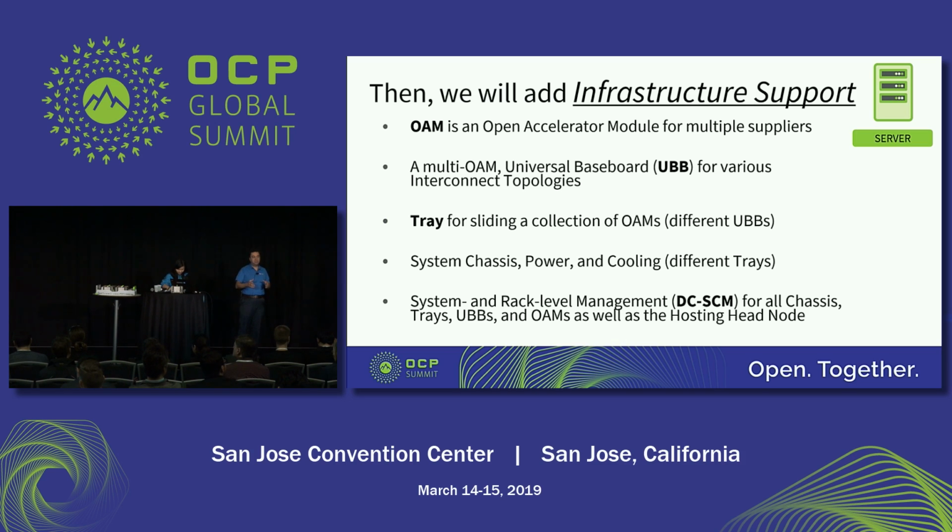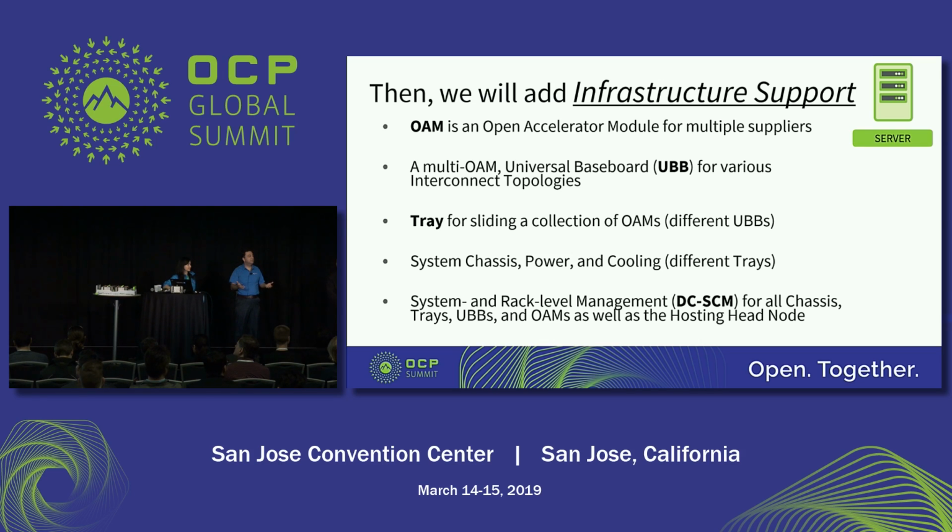So aside from the module itself, the system is not complete. We have to complete the story. So what we did was to form a group. We are here together, and we're forming a subgroup to work with you guys to go beyond just the OAM itself. So we are proposing to build a baseboard, a universal baseboard with different interconnect topologies possible. A tray so that physically things can move from one chassis to another.